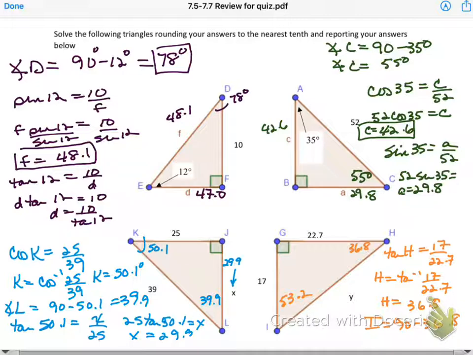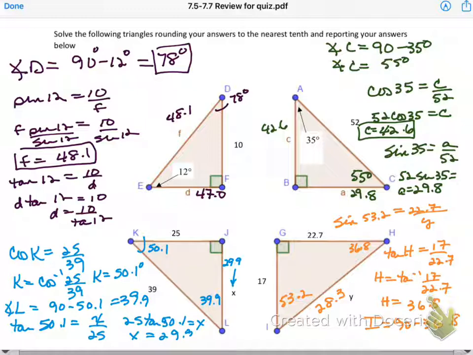I'm running out of room, so maybe I'll do it up here. The sine of 53.2 equals opposite over hypotenuse. Do your cross products, and in the interest of space, I'm just going to tell you that I'm getting 28.3. Okay, so I've gone through every single problem.